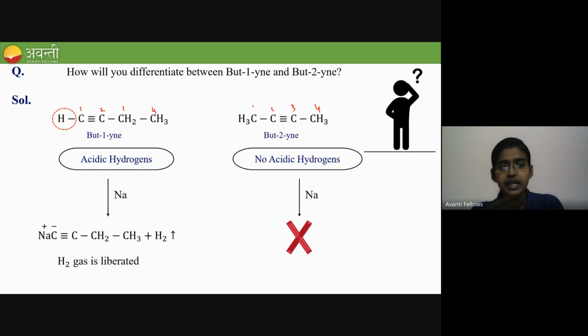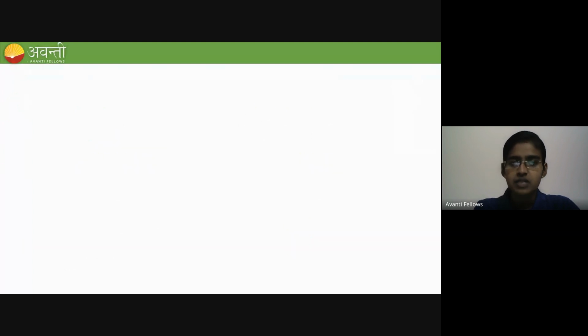If you are not getting any gas evolving out from the container, then you can come to the conclusion that this compound is butyl-2-yne. So this is how you can differentiate by seeing the reaction mixture in the labs. Theoretically, we can find out by using the number of acidic hydrogens attached to the system. Got it? So now let us move on to one more question.